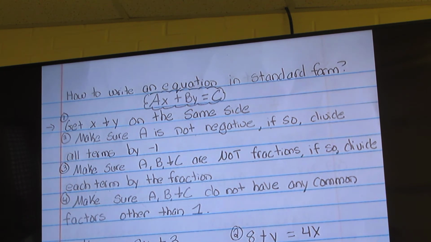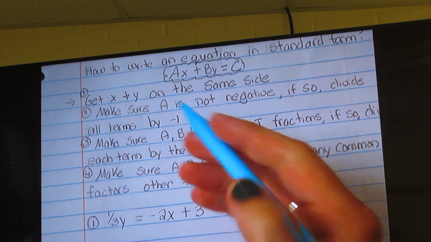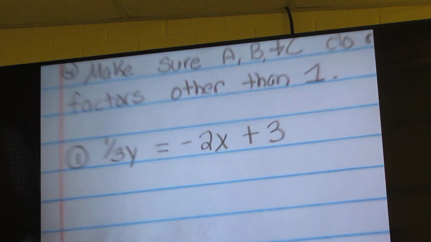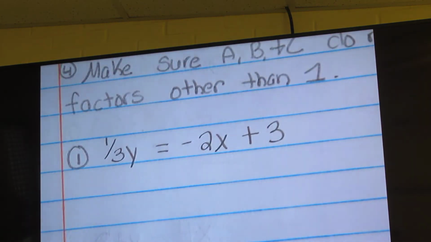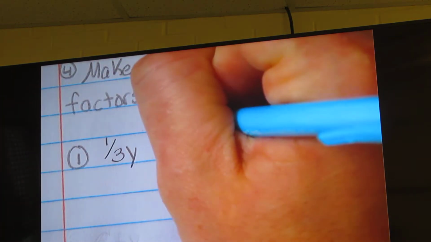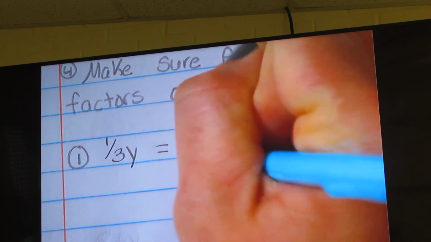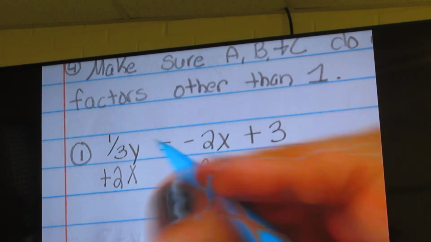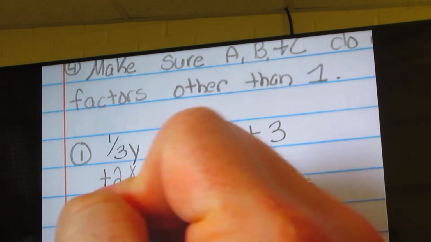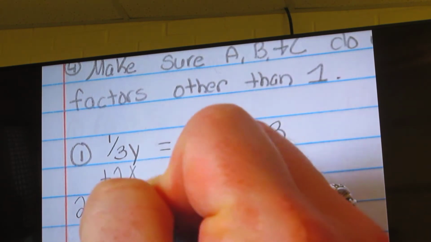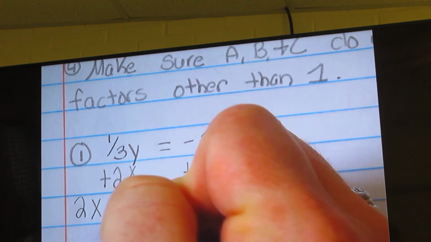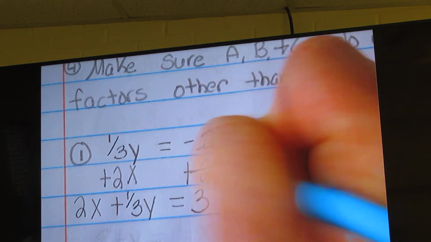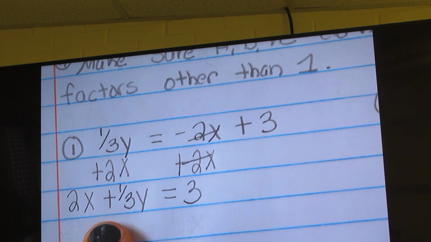So looking at number 1, doing my steps, I want to get x and y on the same side, preferably on the left. So I'm going to move that -2x to the right side, and the way that I do that is by adding the 2x. I can't combine these, okay, because they're not like terms. In my standard form, the x term comes first, so I'm going to have the x term come first. So 2x plus 1/3 y equals 3. Okay, these are gone. Now, I have the x and y on the same side, so I start checking.